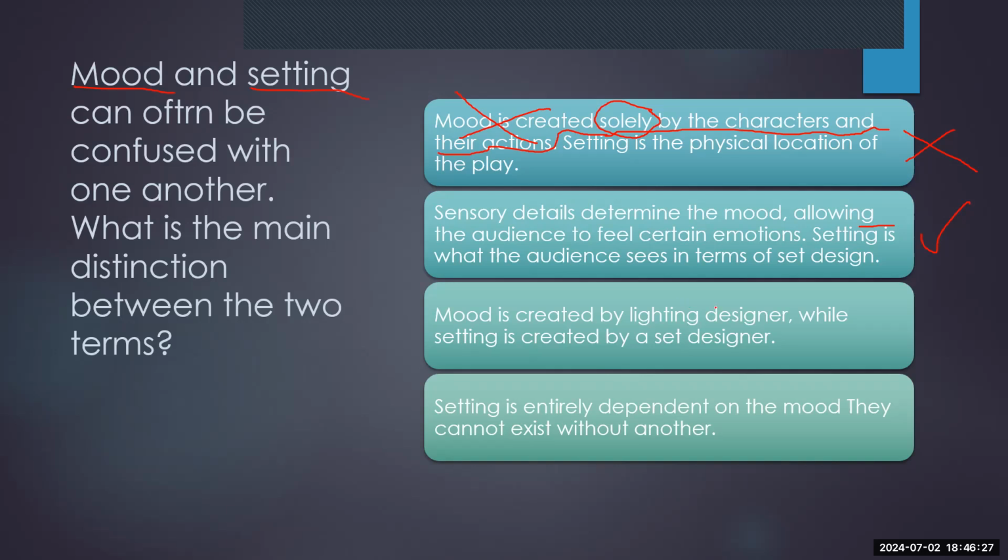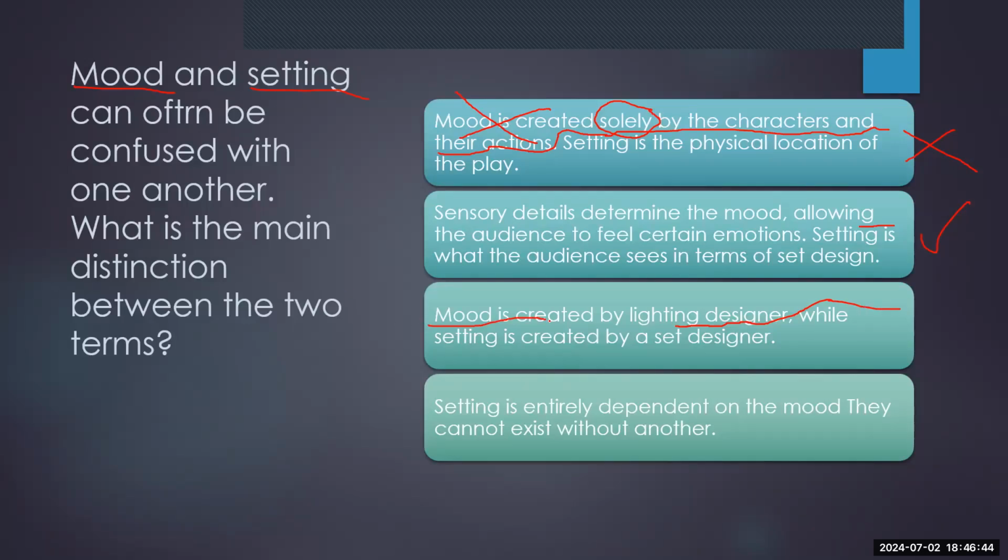Mood is created by a lighting designer, while setting is created by a set designer. That's probably true, but it's not like the whole definition between those two. Okay. That's not the big distinction. What else can set mood?